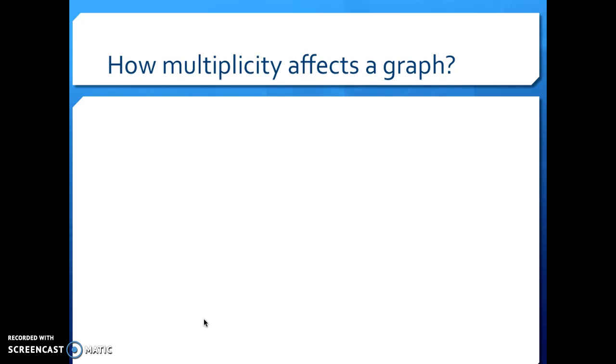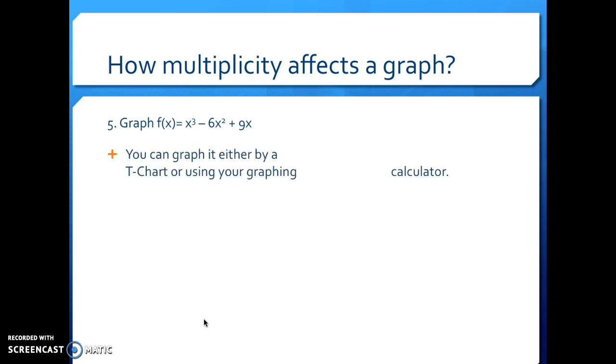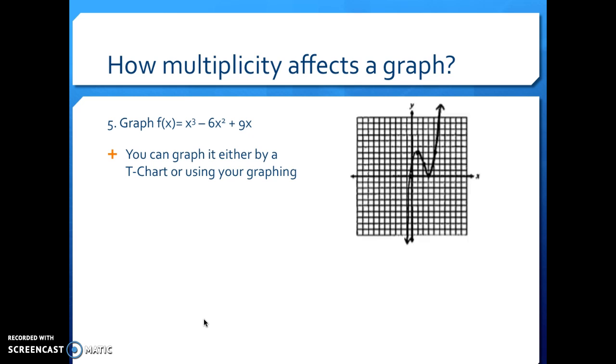Now, we want to look at how the multiplicity affects a graph. So we want to graph the function f(x) = x cubed minus 6x squared plus 9x. You can either graph it by using a t-chart or using your graphing calculator. So here's what that graph would look like.